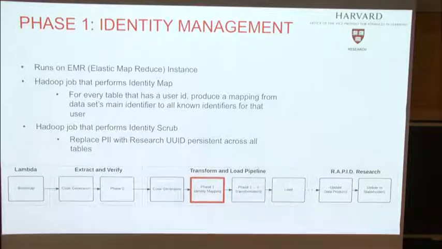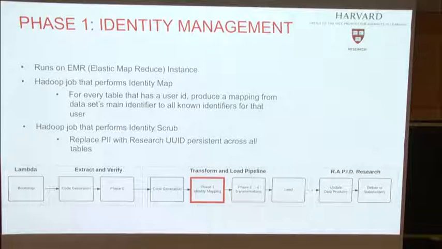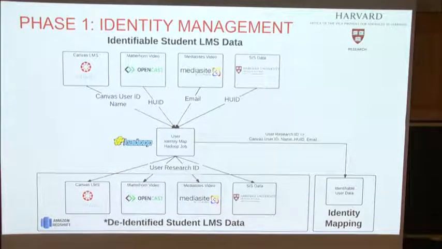We ingest the data and we check every table for the user ID and produce a mapping from that data set's main identifier to all known identifiers for that user. So we group all the personally identifiable data variables for all the tables in Canvas, and we actually remove all that data and put it in an identity mapping table, so that when you look at the database, it will be in Redshift in this identity mapping table. So here's an example of all the 3 or 4 data sets that we currently ingest. We use Canvas, Matterhorn, Mediasites, and SIS.